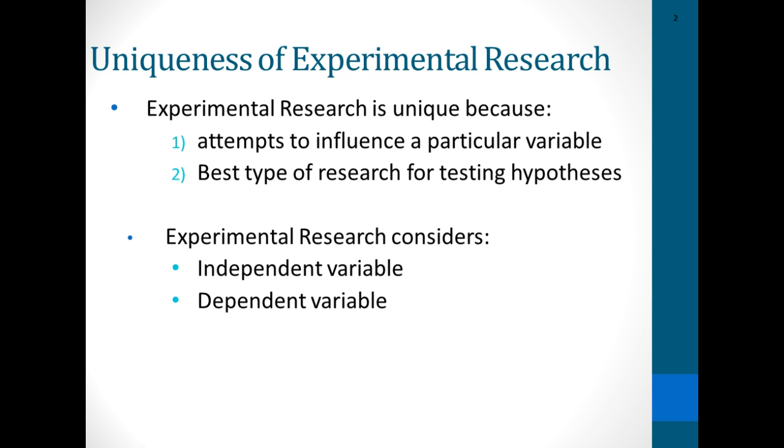So we spent some time in the beginning of the chapter talking about the uniqueness of experimental research. Experimental research is unique in that it's the only type of research that directly attempts to influence a particular variable, and it is the only type that, if it's used properly, can really test hypotheses about cause and effect relationships. So really it's the best type of research to use for testing hypotheses.